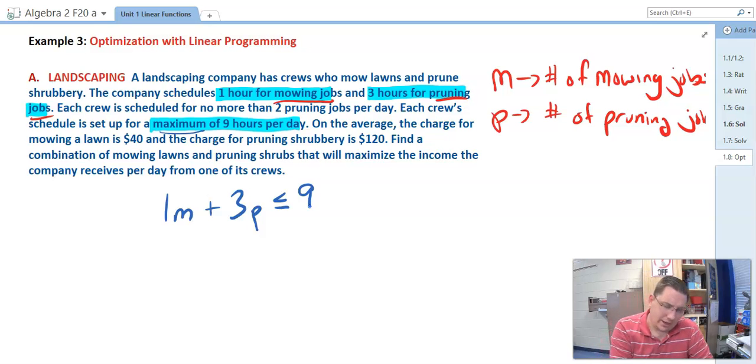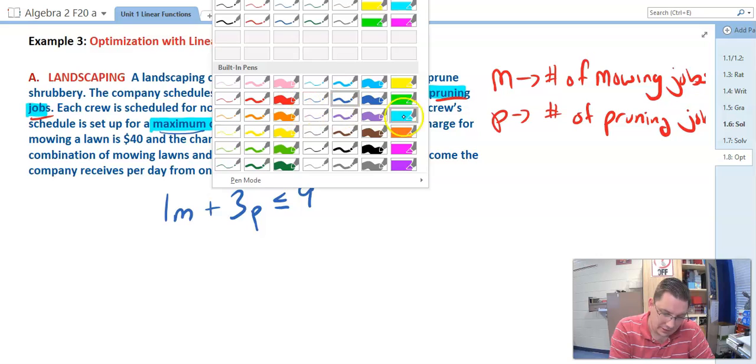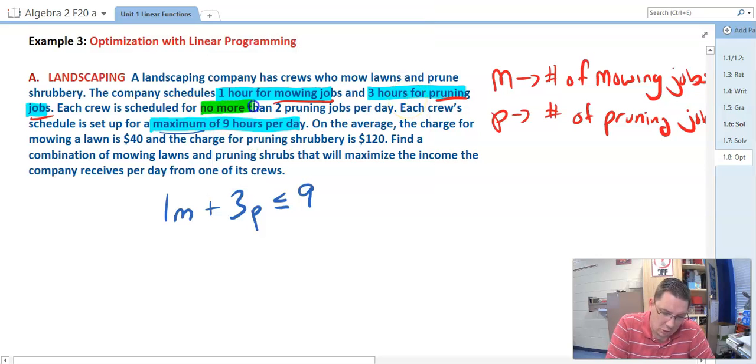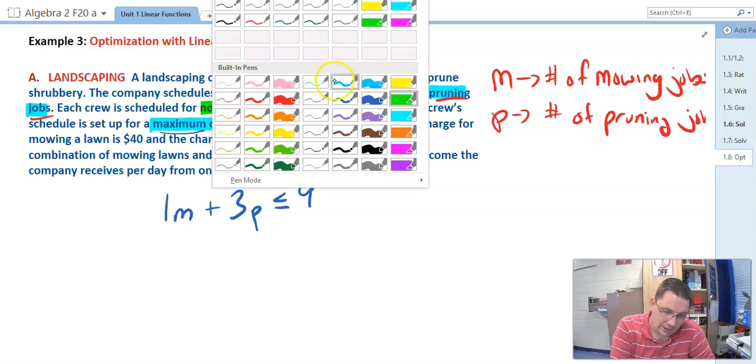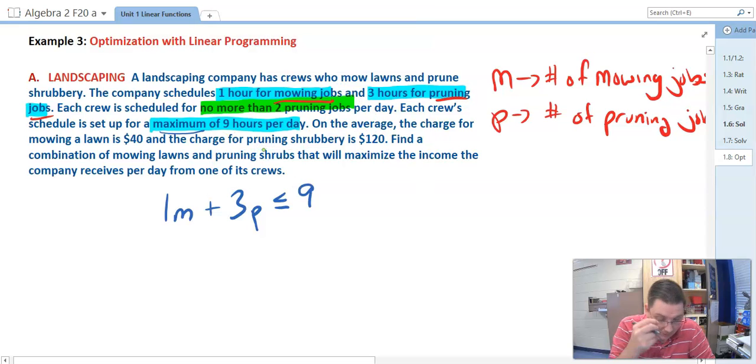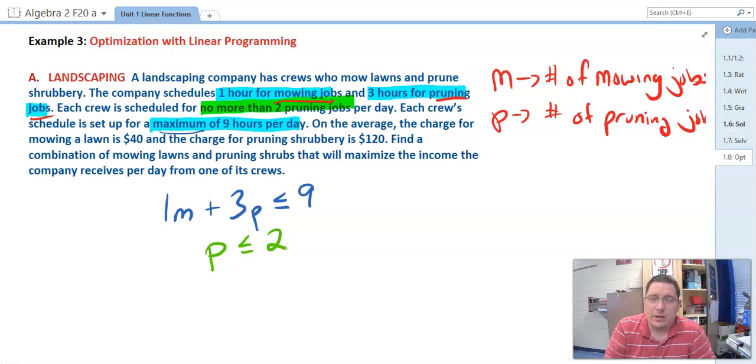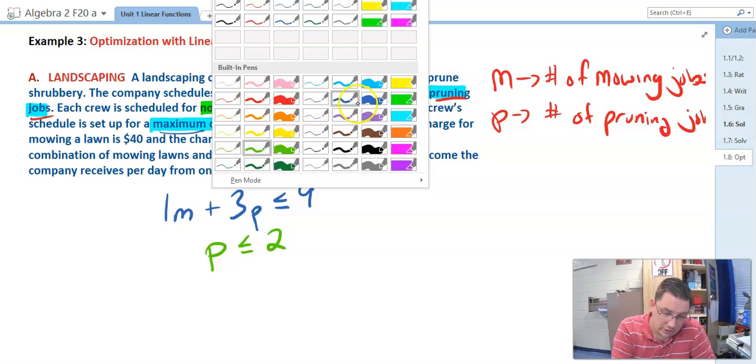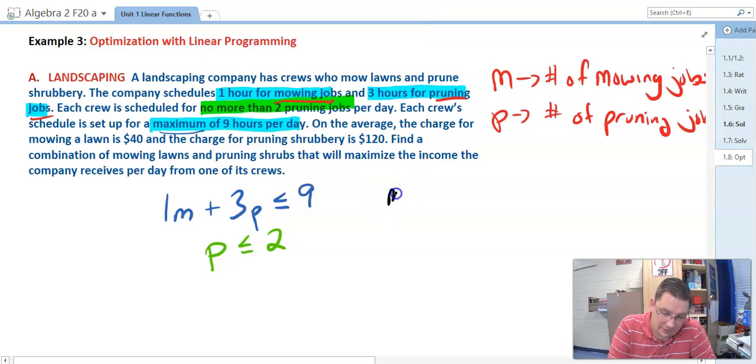Okay? The second part here is this next sentence. It says that each crew is scheduled for no more than 2 pruning jobs per day. And so we have a second restriction here that P, the number of pruning jobs that I do, must be less than or equal to 2. And so those are the 2 inequalities we're going to deal with in this situation. Now, obviously, we are restricted to the first quadrant, and so 2 other constraints that we would have here is that M, of course, has to be greater than or equal to 0, and P has to be greater than or equal to 0.